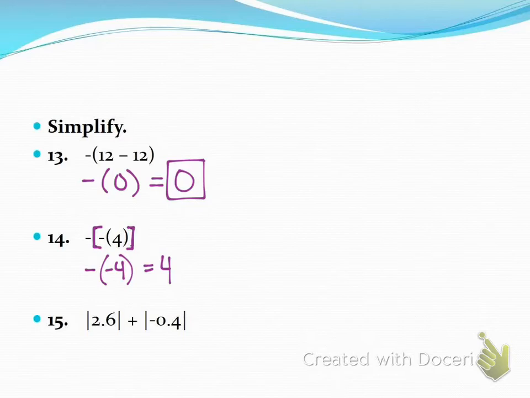Now 15 does have the bars, so that is absolute value. Did anybody get the answer? We'll go there first. Alex? 3, good. We get 3 as our answer. Absolute value is always positive. So we take the absolute value of both of those and add them together to get 3.